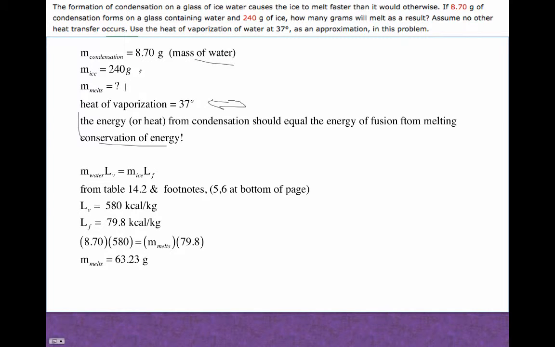Notice because I have grams on either side, I did not convert to kilograms. I certainly could and probably should have to make my units all work out, but I would have had 8.7 times 10 to the negative third on one side and whatever mass times 10 to the negative third on the other side. So it all works out because we have mass on both sides. So the mass that melts is 63.23 grams.